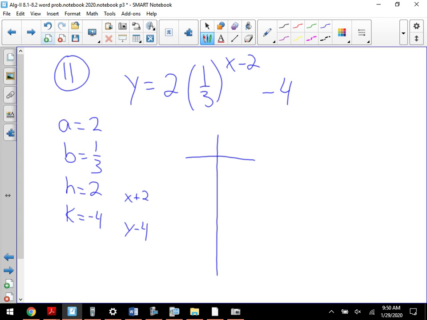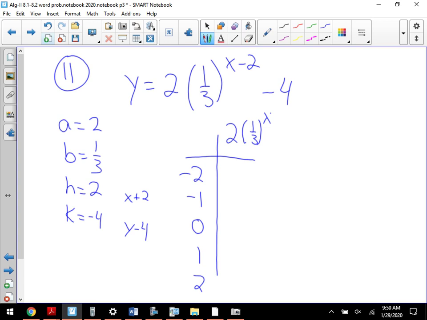Your parent function, -2, -1, 0, 1, 2. This is always, always, always how you start. You guys got to remember that. I've never wavered from that. Your parent function that you substitute in is your AB to the X. Always. Not just B to the X, not A to the X. It's AB to the X.